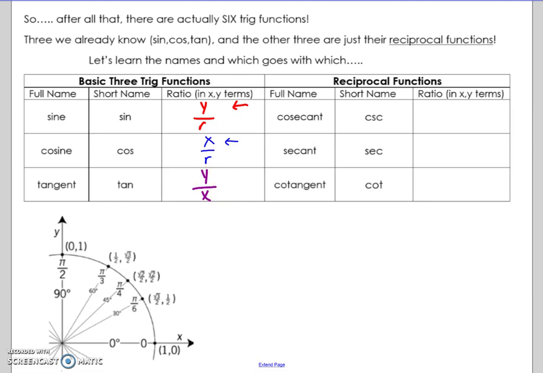What we're going to look at now is the reciprocal functions, and the reciprocal function means just that. We're just going to flip the value. If something's 1/2 and we want to find the reciprocal, we'll make it 2 over 1. The reciprocal of sine is cosecant, so it's r over y. Secant is the reciprocal of cosine, so it's r over x.